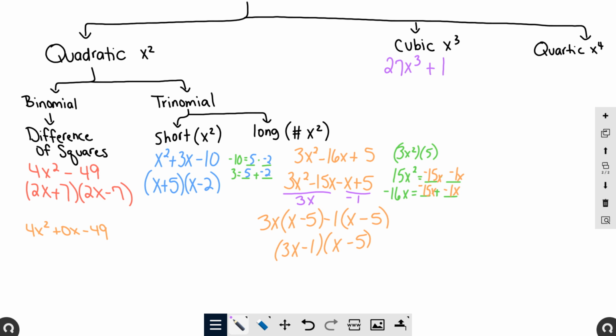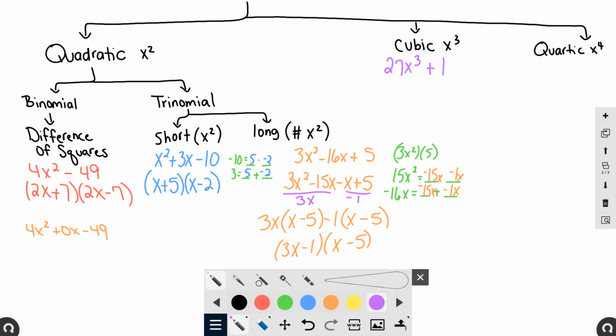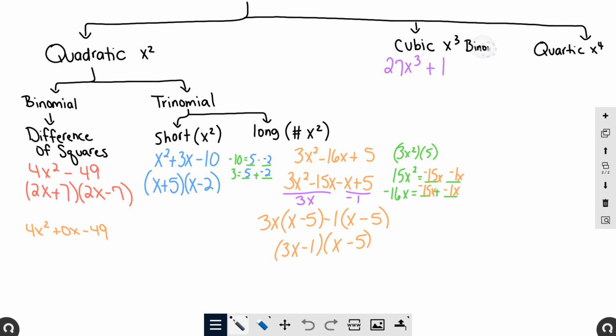Now, these are cubics, but also how many terms do you have? 2. So these are cubic binomials. If they're trinomials, we cannot do them. So if you want to add in that word binomial, you can. So these are cubic binomials that we have to deal with here.